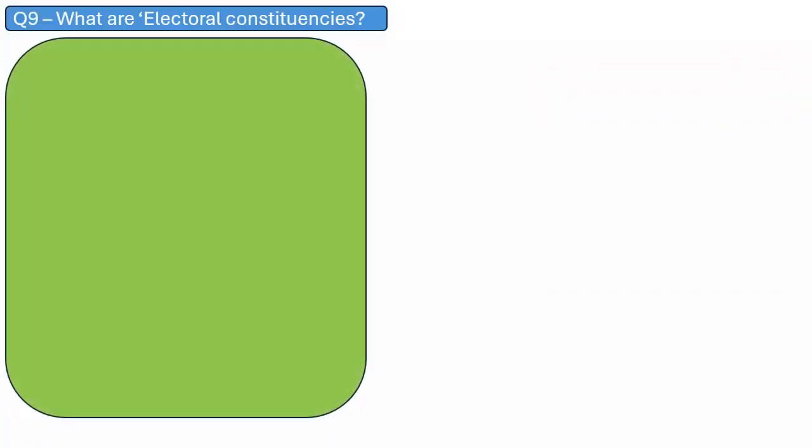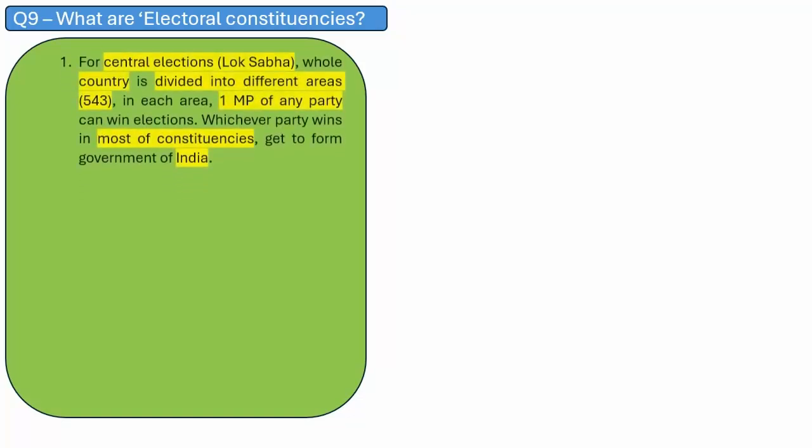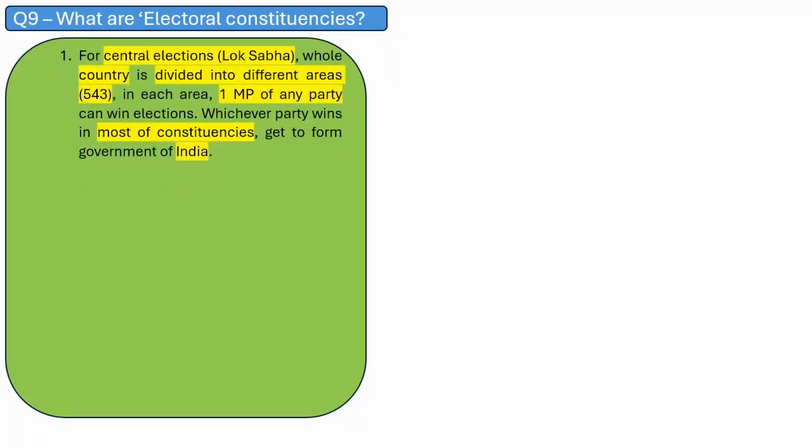Question 9. What are electoral constituencies? For central elections, that is the Lok Sabha, the whole country is divided into 543 different areas. In each area, one MP of any party can win an election. Whichever party wins most of the constituencies gets to form the government in India.